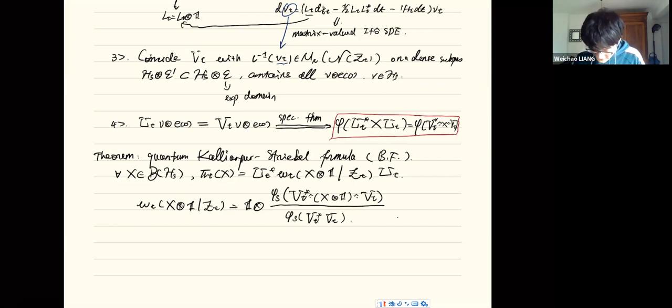And in fact, the proof is direct. We need to apply the Bayes formula, and I have already shown you in the last course. There is only one thing we need to pay attention to: if we want to apply the Bayes formula, we need to verify the assumption that V_t star V_t needs to be strictly positive.